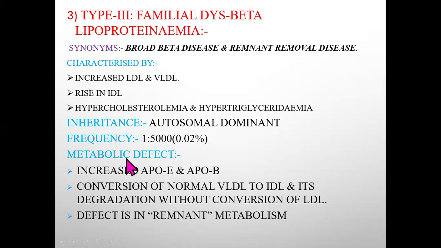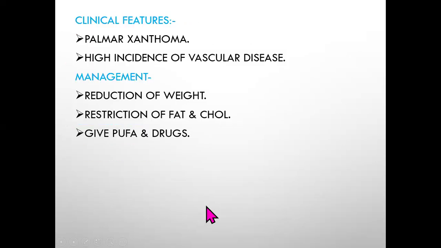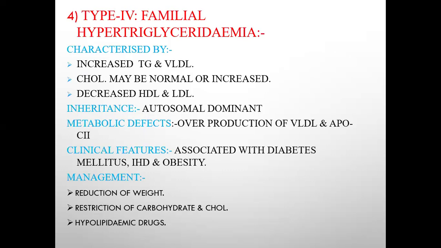5,000, and the metabolic defect is increased ApoE and ApoB, and conversion of normal VLDL to IDL, and its degradation without conversion to LDL. The defect is in remnant metabolism. Clinical features include palmar xanthoma and a high incidence of vascular disease. Management includes reduction of weight, restriction of fat and cholesterol, and giving polyunsaturated fatty acid and drugs.